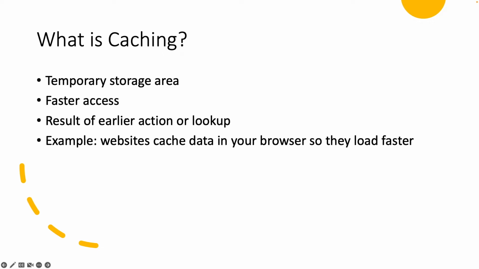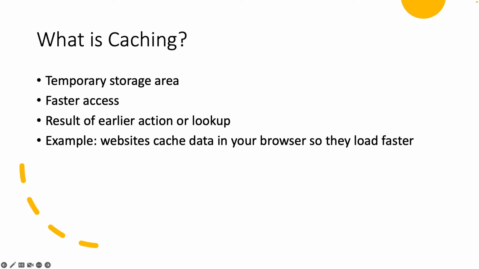So let's talk about caching and kind of how Snowflake utilized caching. So before we talk about Snowflake, caching can just really be thought of as a temporary storage area for information. So for example, when you're going to navigate to a website, they actually cache data in your browser on your machine so that next time you visit that website, it already has some of the information it needs and it can load a lot faster.